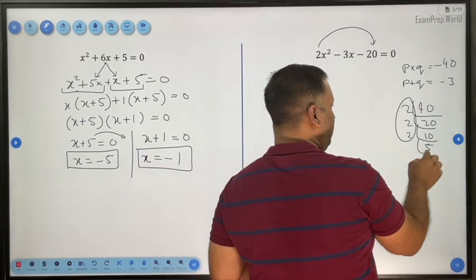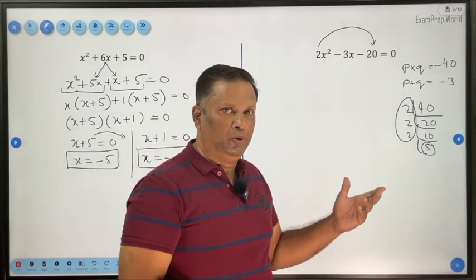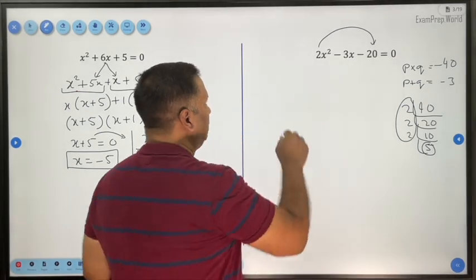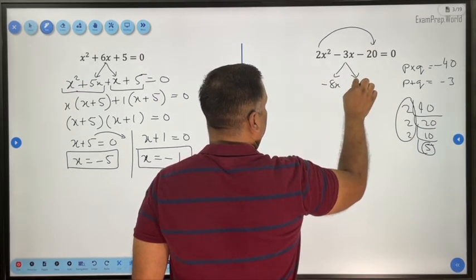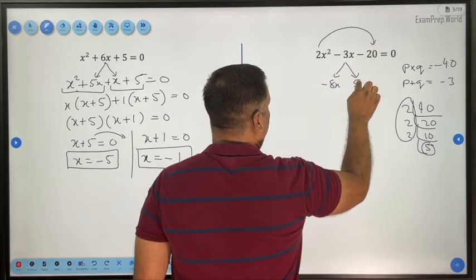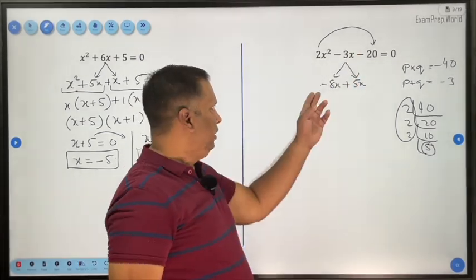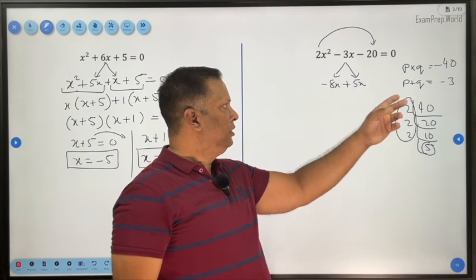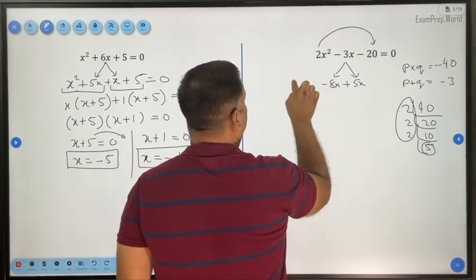Here we have 8 and 5. So if I write minus 8 plus 5, those are our numbers, right? So let's split this as negative 8x and 5x. Add them, you are getting negative 3. Multiply 8 and 5, you are getting negative 40. Okay. So now let us write the expression here.